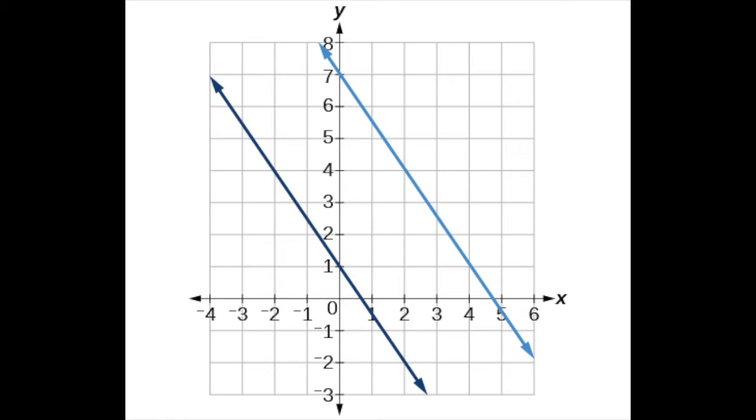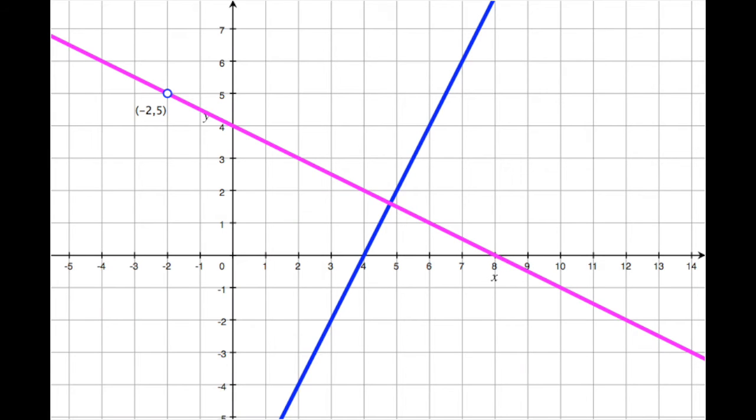Now let's look at perpendicular lines. On this dark blue line, we have an x-intercept of 4. Do you see that? It crosses the x line at 4. And if we rise 2 in a positive direction and run 1 in a positive direction, we have a slope of +2, or 2/1.